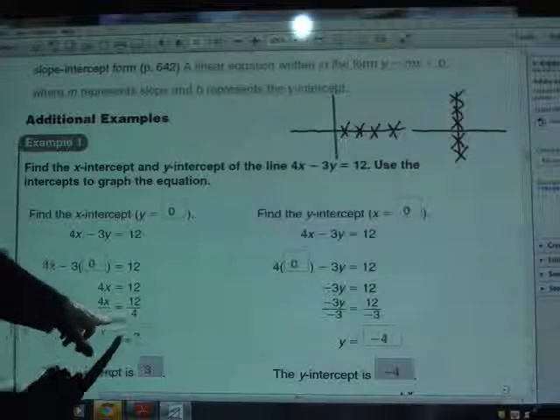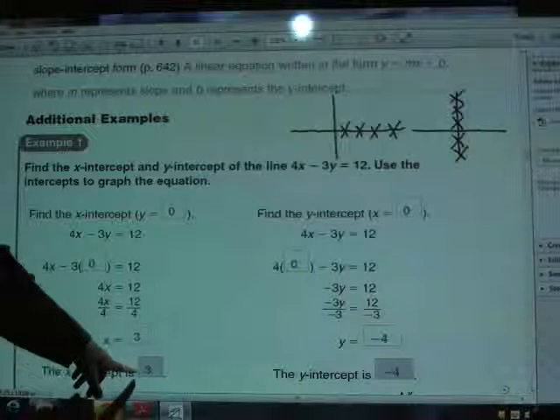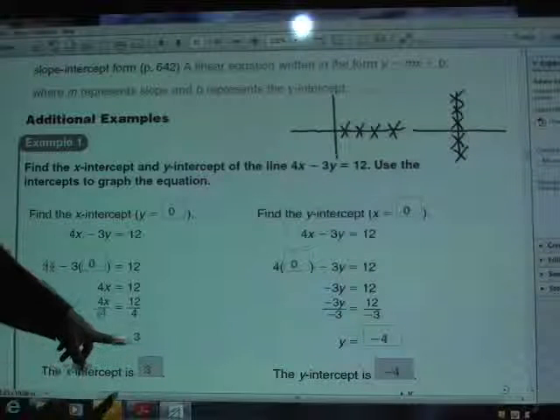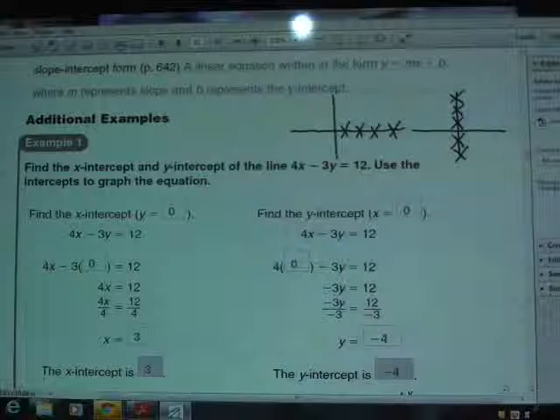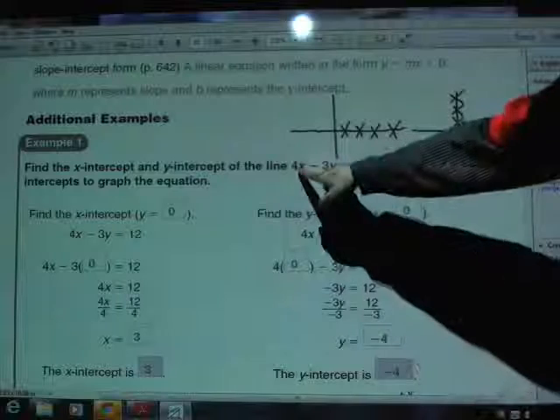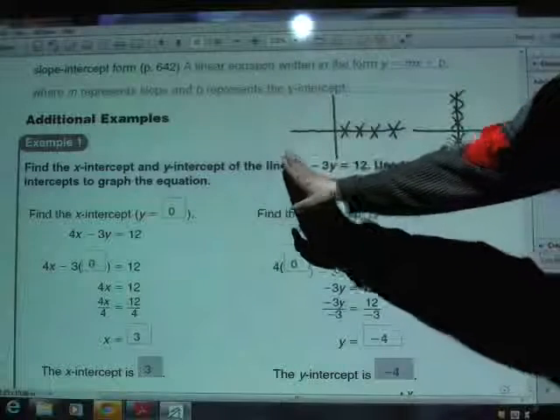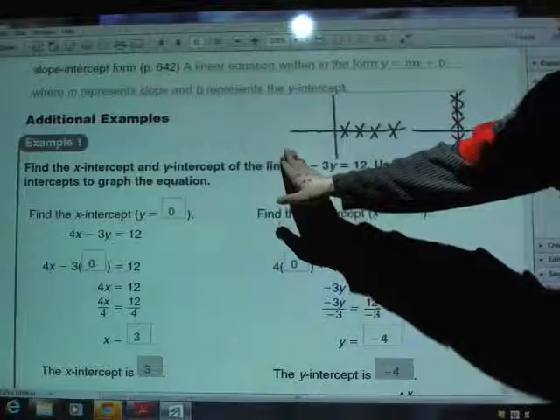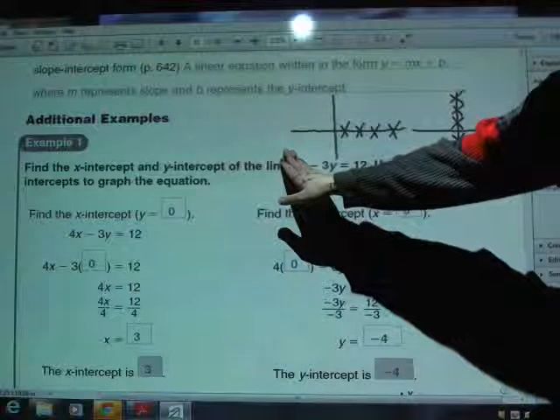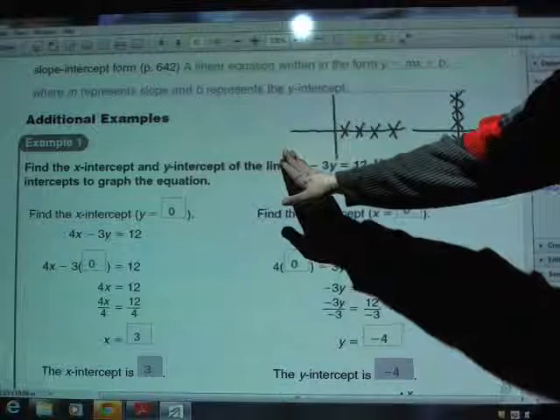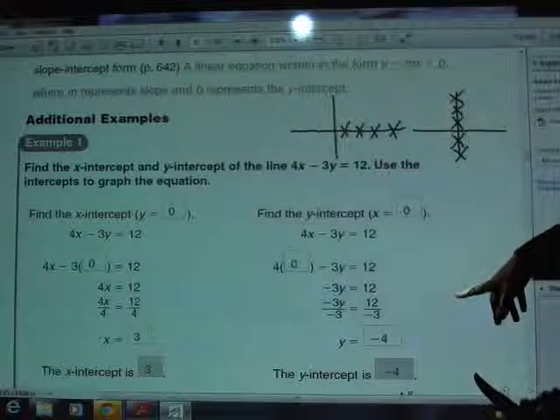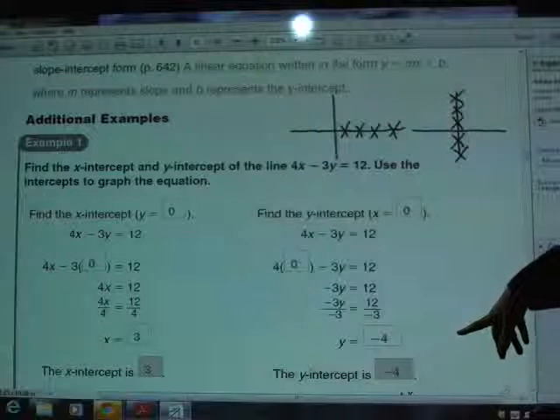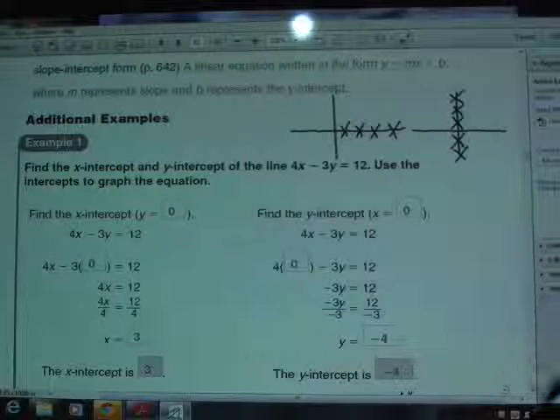Well, we know that 4 times 3 is 12. So the x-intercept of the graph is 3. And then when we go over here and find the y-intercept, again, that's when we let x equal 0. If I change this into 0, 4 times 0 is 0, that just disappears. So it says negative 3y equals 12. Well, what do I multiply by negative 3 to get to 12? I multiply negative 3 by negative 4 to get to 12. So the y-intercept is negative 4.